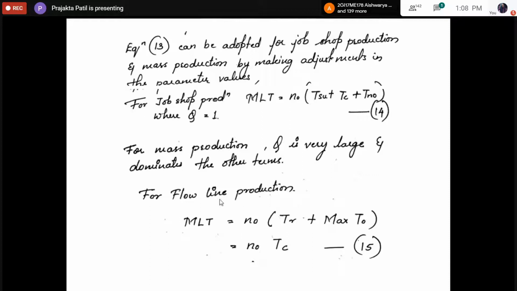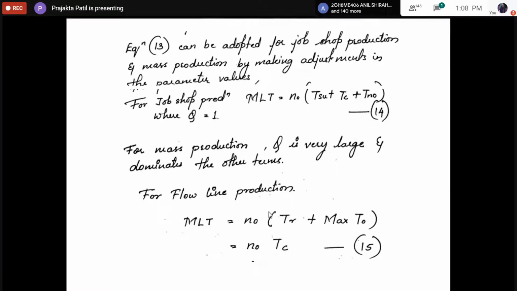So with respect to flow line production, manufacturing lead time is given by N naught into TR plus max of T naught. If you refer to the equations we discussed in yesterday's class, you will come across this equation where TC is equal to TR plus max T naught. So this is just simplified and written here.